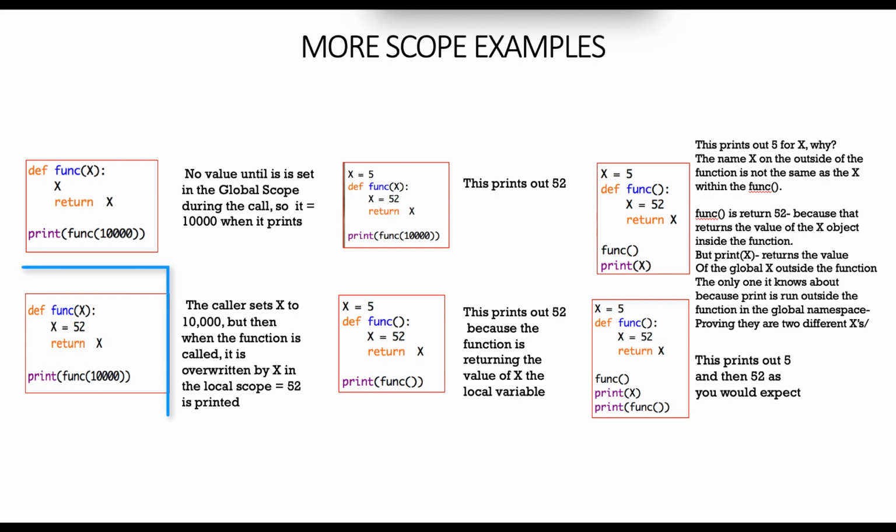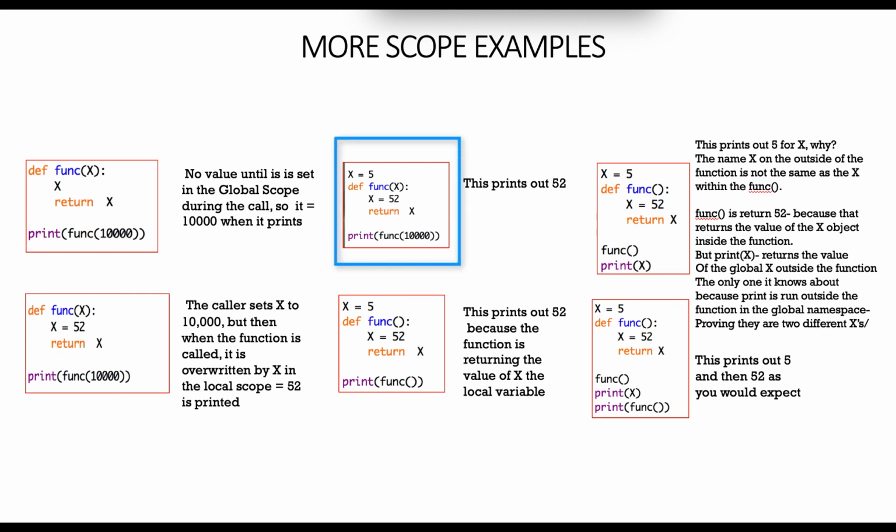Now let's go to the one just below it. x equals 52 in the body, and we return x. When we call, we pass it 10,000. So the caller sets x to be 10,000, but when the function is called and run, it's overwritten by the x in the local space. Remember, 10,000 is in the global space, right? 52 is in the local space. Local always wins.